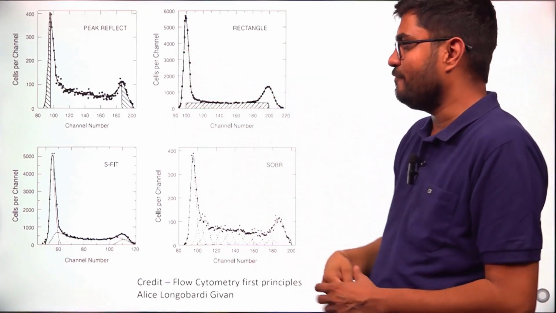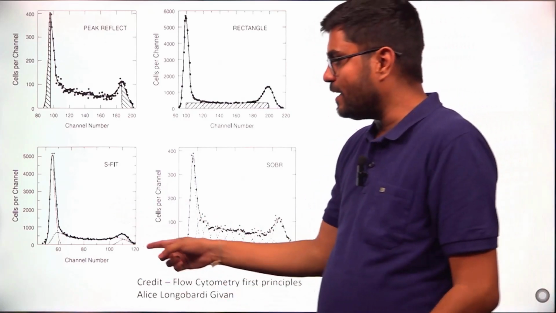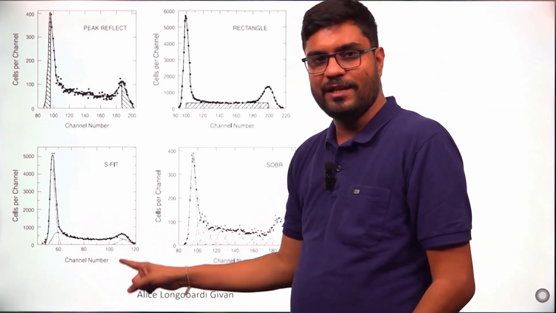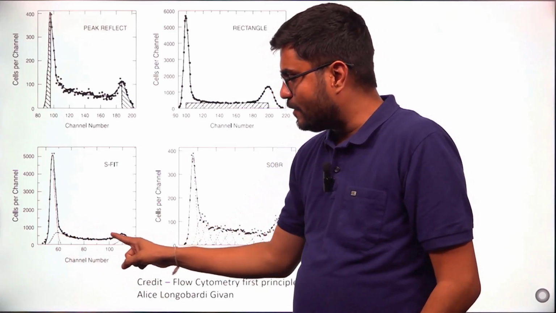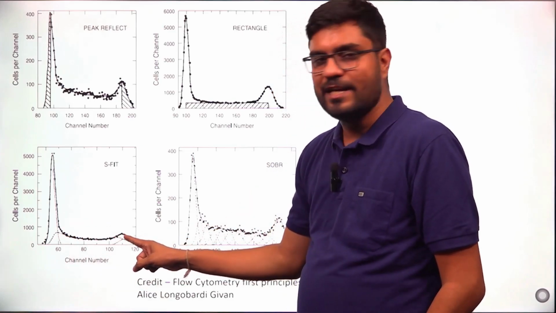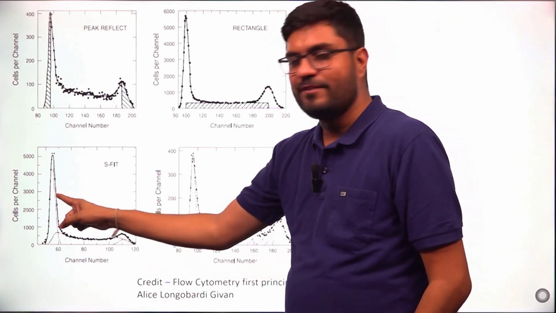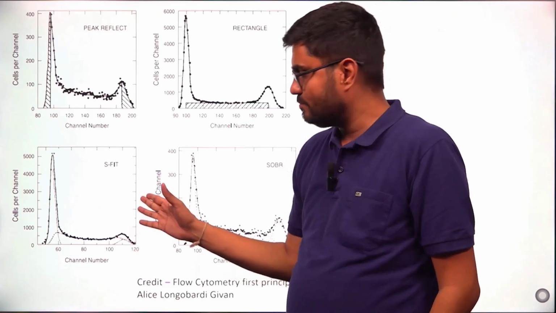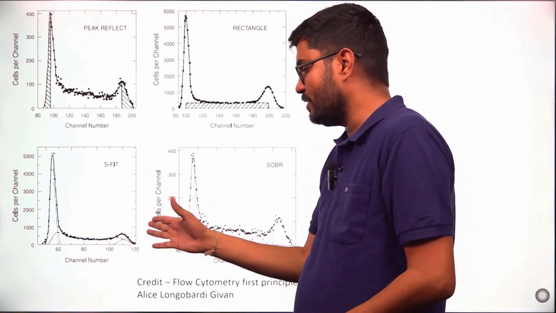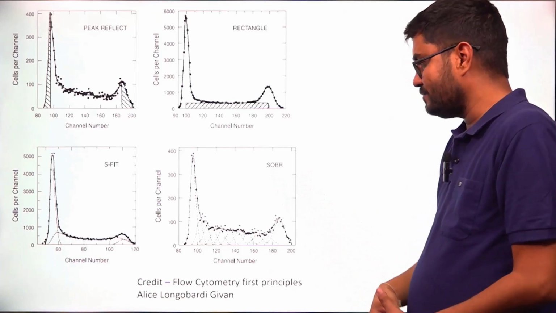The first was peak reflect. The third is S fit. Here a polynomial equation is utilized to create an area which is calculating the S phase, right? And then the remaining area on the left is equal to G1 phase, and the remaining area on the right is what? G2 phase.